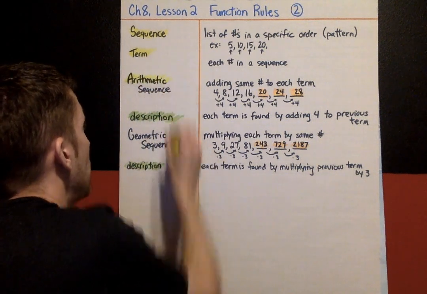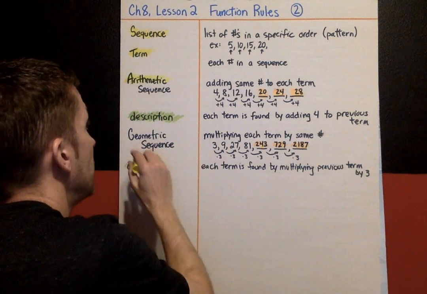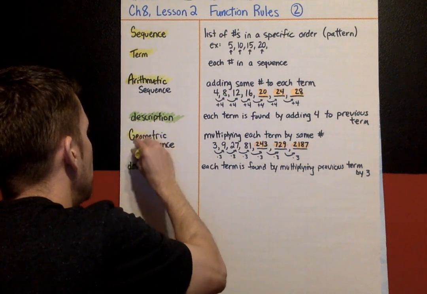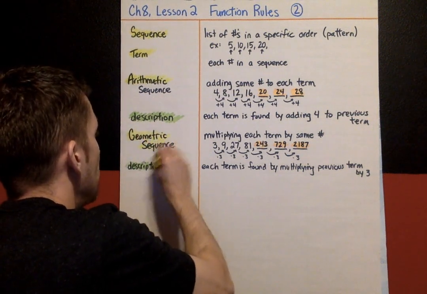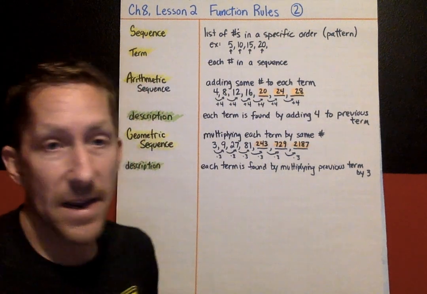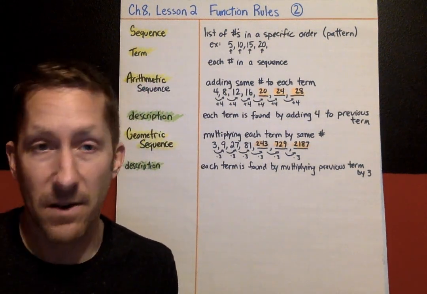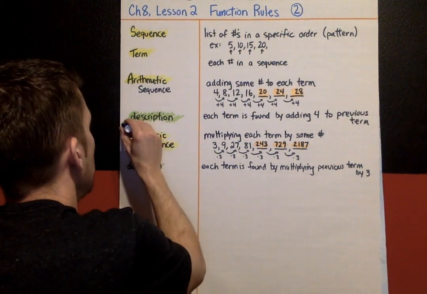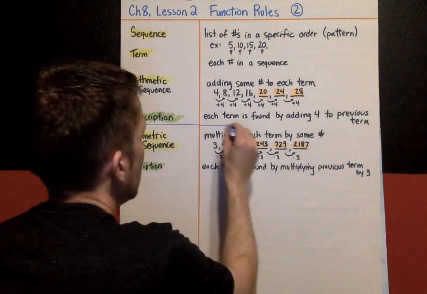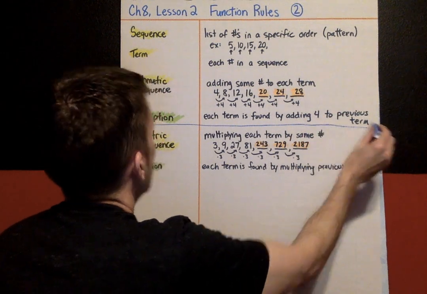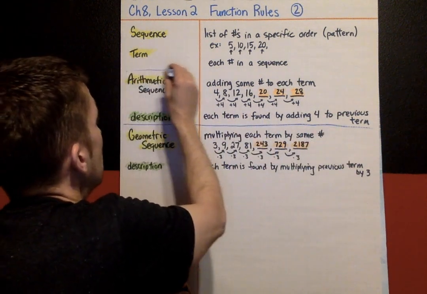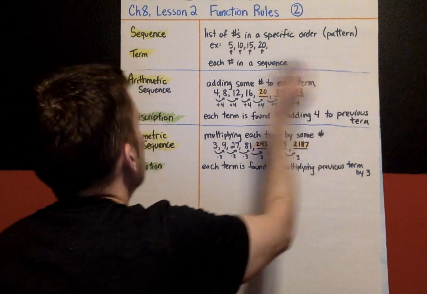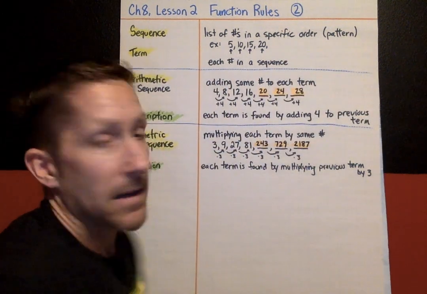An arithmetic sequence, you're adding the same number to each term, and geometric sequence means you are multiplying each term by the same number. And I'm just going to separate these a little bit in my notes. I'm going to draw a line like this, separating those 2. Okay.